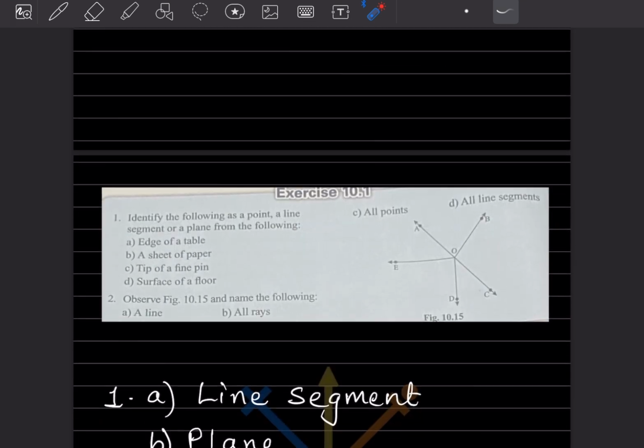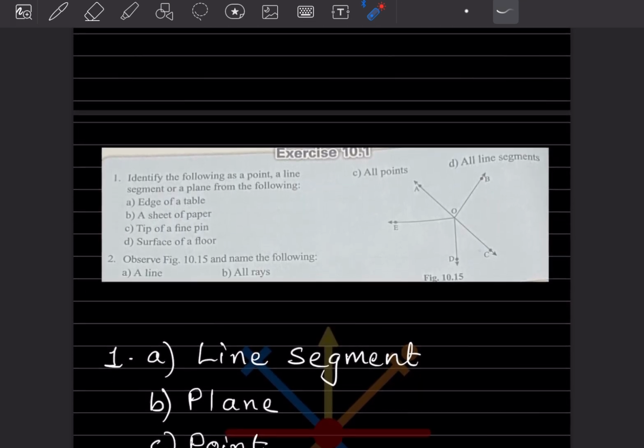So what I have done, because of the lack of time, I have just pasted the question over here. So it's not been a tidy work, I can say. So just ignore that part.